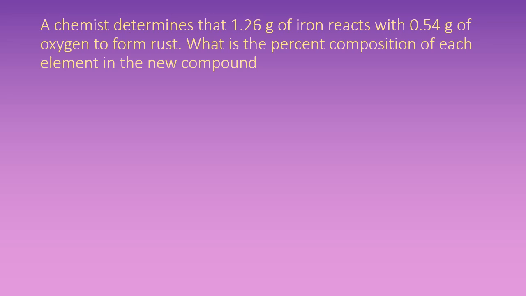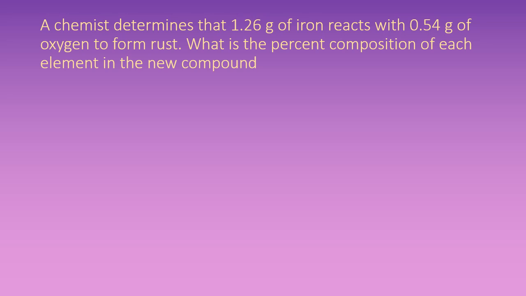Here on this example, we read, a chemist determines that 1.26 grams of iron reacts with 0.54 grams of oxygen to form rust, otherwise known as iron oxide. What is the percent composition of each element in the new compound? Now, for this example, you will assume that all of the iron gets reacted with all of the oxygen to form our rust.